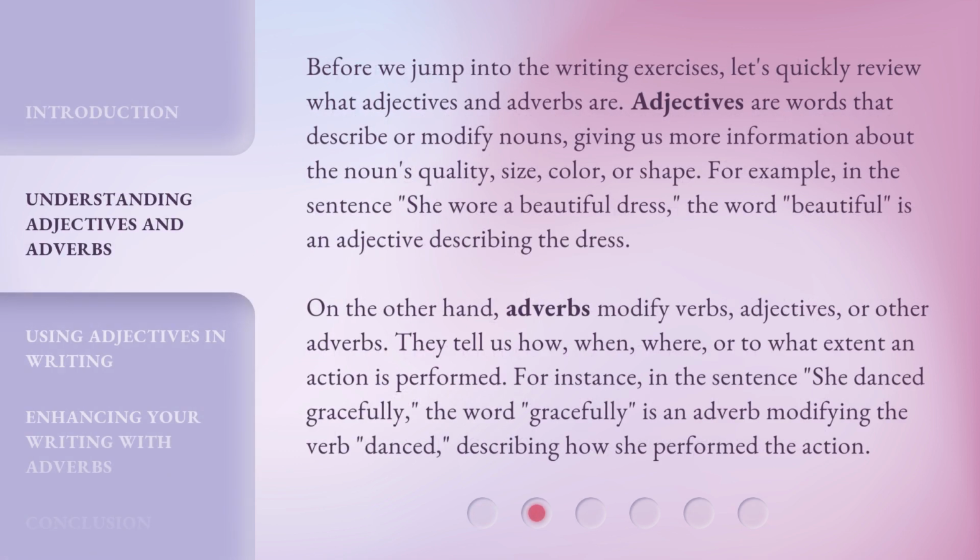Before we jump into the writing exercises, let's quickly review what adjectives and adverbs are. Adjectives are words that describe or modify nouns, giving us more information about the noun's quality, size, color, or shape. For example, in the sentence, "She wore a beautiful dress," the word beautiful is an adjective describing the dress.